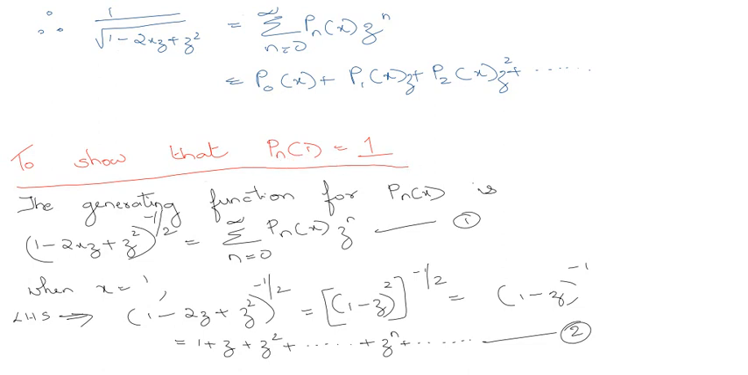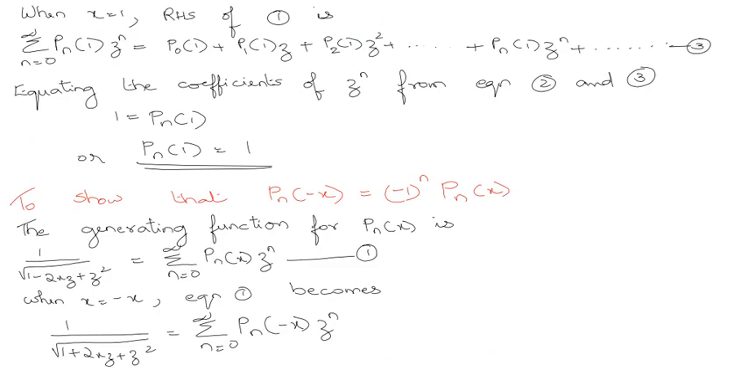For that we are writing the generating function (1 minus 2xz plus z square) raised to minus 1 by 2 is equal to sigma n equals 0 to infinity Pn(x) into z raised to n. Now we are going to put x equal to 1. Then the LHS will become 1 minus 2z plus z square the whole raised to minus 1 by 2, which is (1 minus z) the whole square raised to minus 1 by 2, which is (1 minus z) raised to minus 1, which can be written as 1 plus z plus z square plus etc. plus z raised to n plus etc.